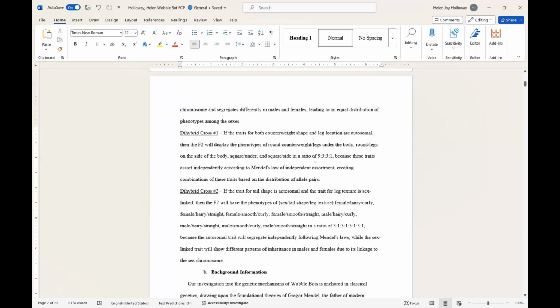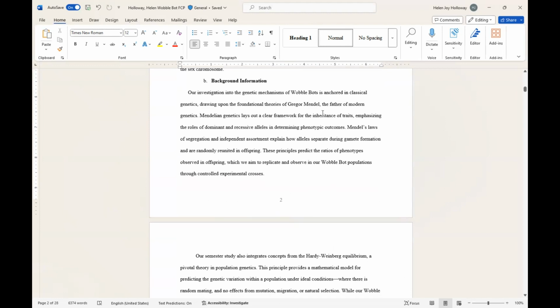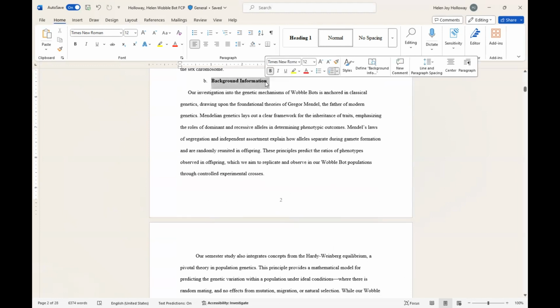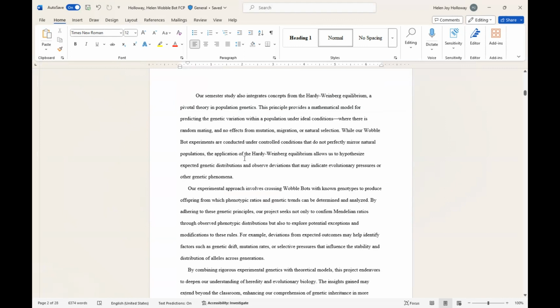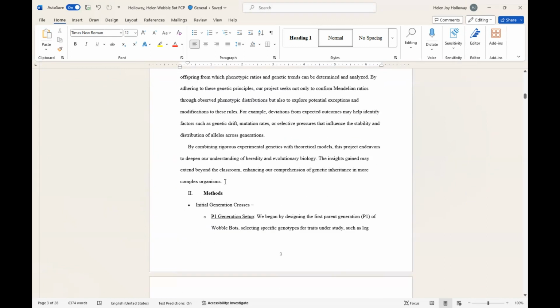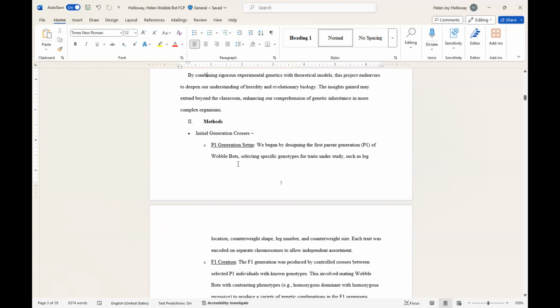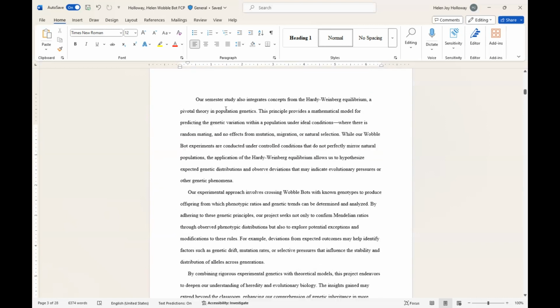So hypotheses, then background information. All this is just restating the experiments that we did throughout the course with the Wobblybots. As you can see, I wrote 4-ish paragraphs. I don't think you really need that much, but I don't know what exactly they're looking for. So I did write 4 paragraphs for background information.